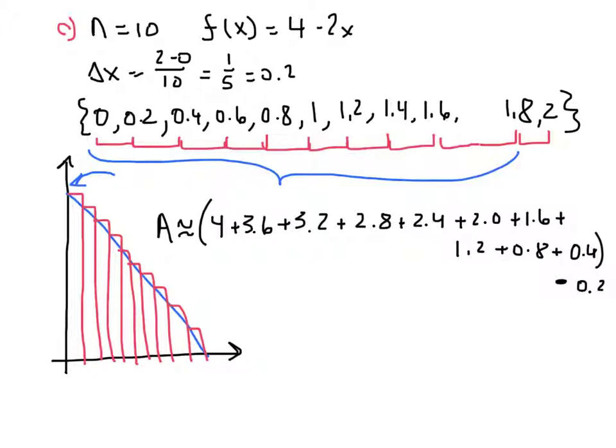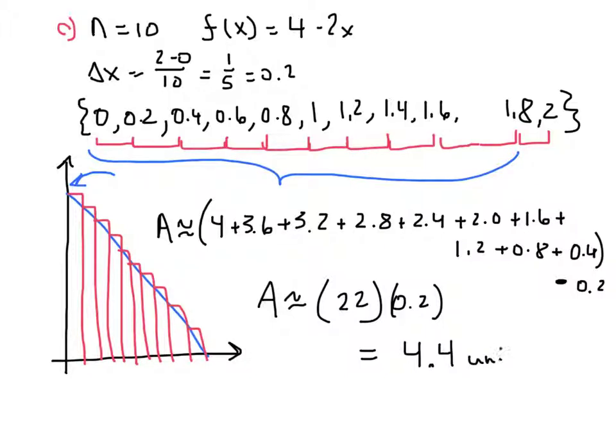Okay, believe it or not, when you add all this up, we get 22 for the sum, and then we have to multiply that by 0.2, and that turns out to be 4.4 square units. Okay, again, it's still on the high side of 4, which is our exact value.